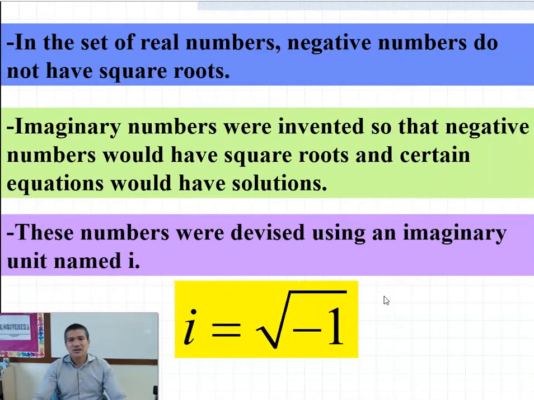So in the set of real numbers, negative numbers do not have square roots, right? If we have a square root, in the radical form, and inside the radical it is negative, we just say there is no real solution. But here, we have invented the imaginary unit so that all the values can now have a solution.